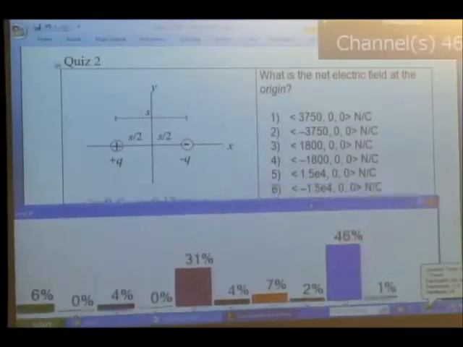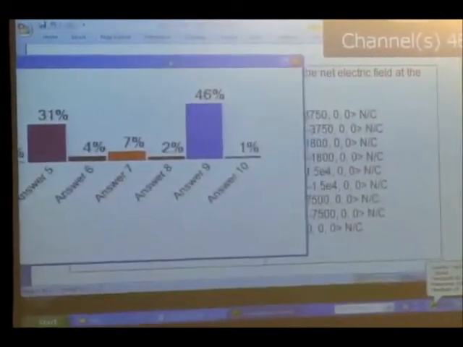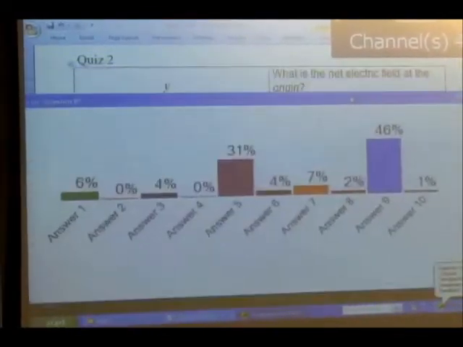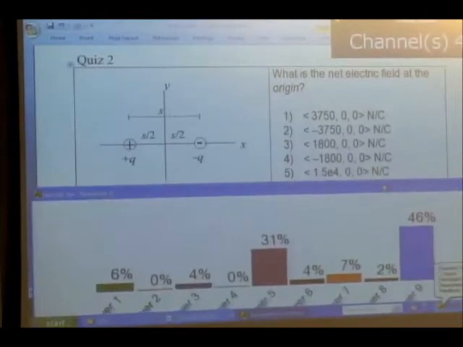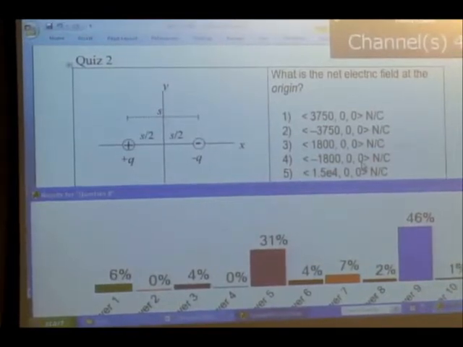Okay, and we're all over the place. The answer is not 9. Sorry, the answer is 5. The answer is 5. Save yourself time and effort by actually drawing the direction of the fields first, right?